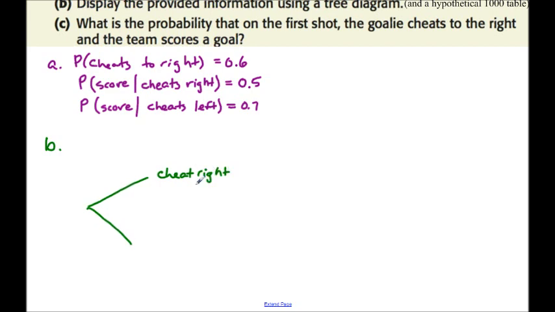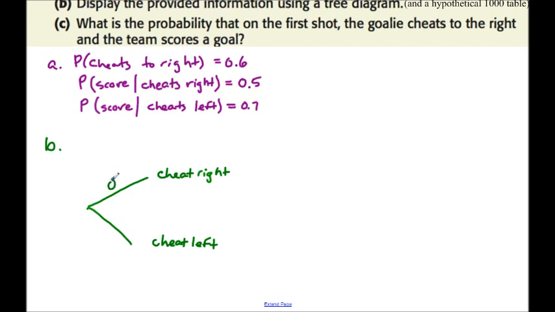Now, if you aren't sure, should the cheating left or right go first, or should the make or miss go first, here's an easy way to think about it. Which happens first chronologically? I mean, does the shot go in and then the goalie cheats left or right? No, that doesn't make any sense. The goalie cheats left or right, and then the shot either goes in or not. So in terms of setting up a tree diagram, it's going to look something like this. Cheat left and right, and then we have to put in the relevant probabilities.